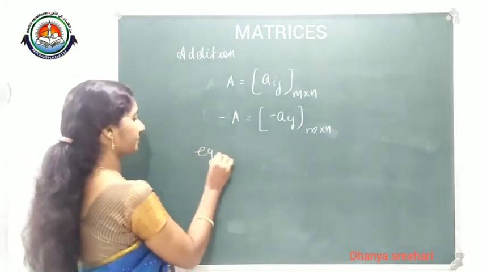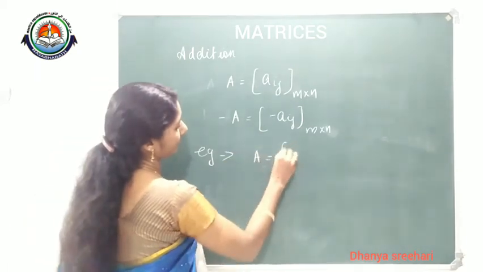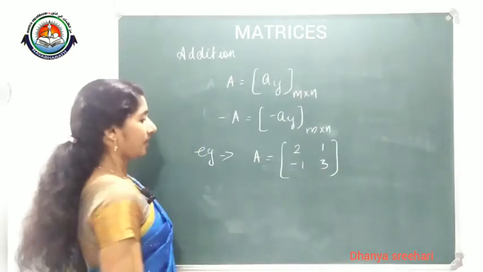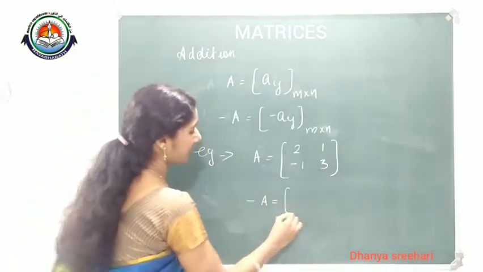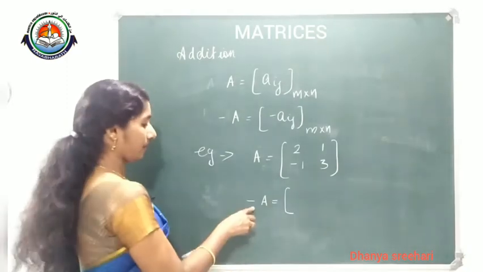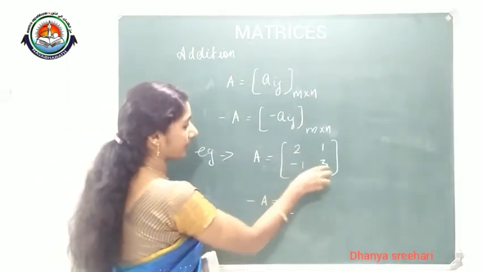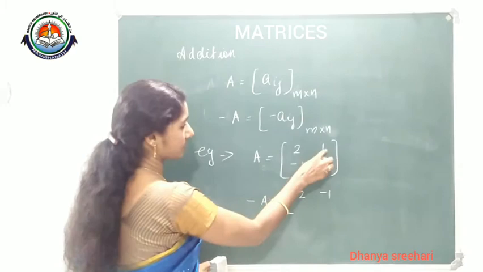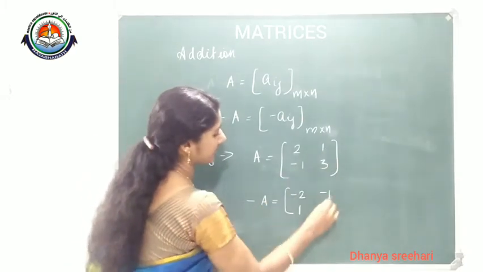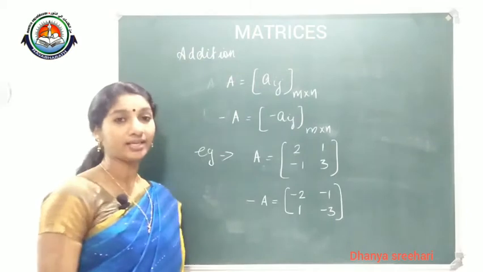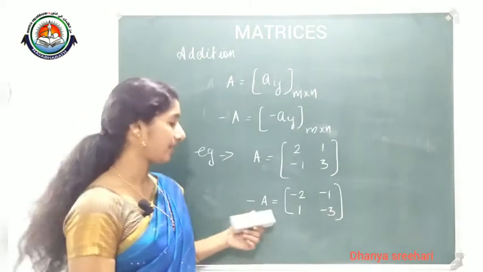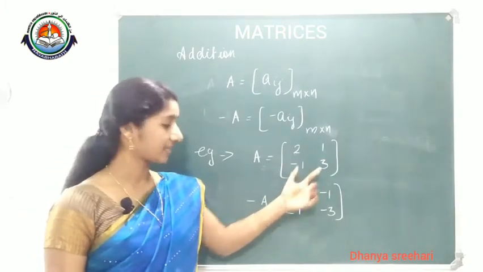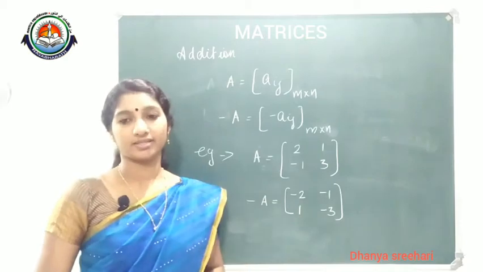One example. One matrix A is given: 2, 1, minus 1, 3. And what will come? Minus A. Minus A means minus 1 into A, which means each element we need to multiply by minus 1. So 2, its negative is minus 2, 1's negative is minus 1, minus 1's negative is plus 1 and 3's negative is minus 3. So we are getting minus A. This is what is meant by negative of a matrix. So 2, 1, minus 1, 3, its negative is minus 2, minus 1, 1, minus 3.